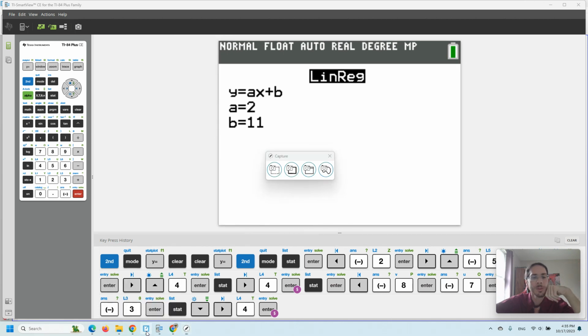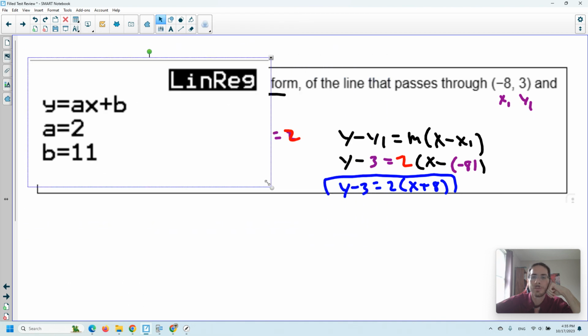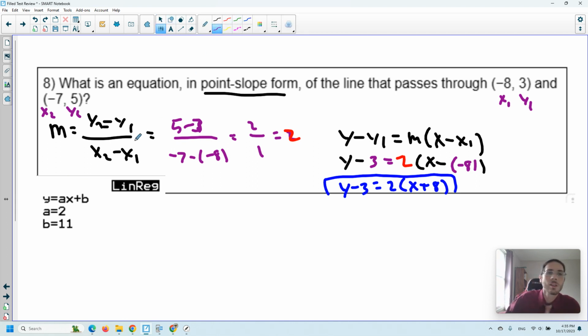So a couple things we could do. We could be super creative, and we can say, well, I know what the y-intercept is. The y-intercept is just the point 0, 11. So we could be super creative and write the equation y minus 11 equals 2, x minus 0. That's if we're going to be super creative.